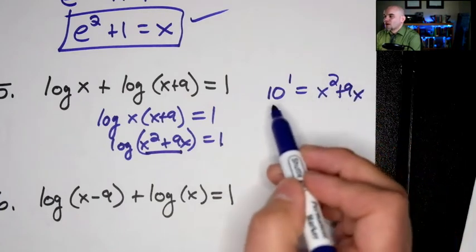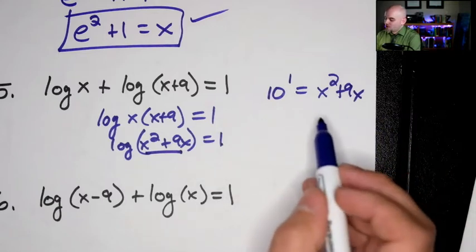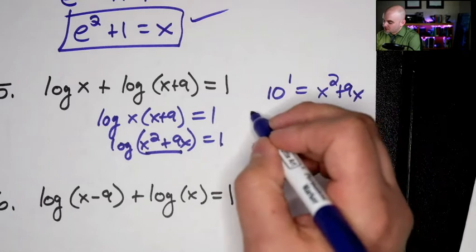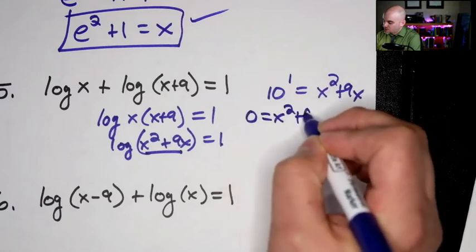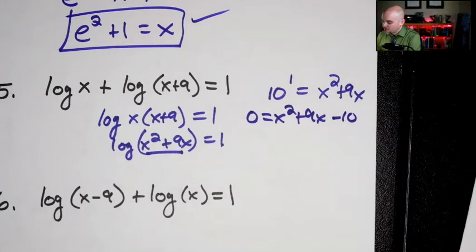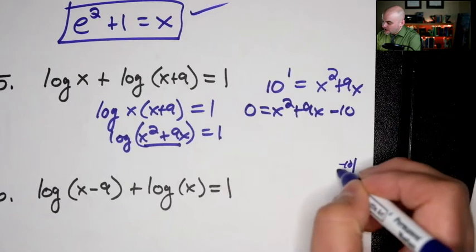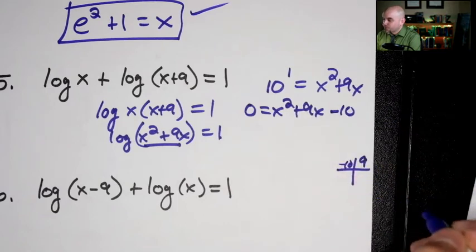It is a quadratic, so I'm going to move everything over to that side right there and then solve by factoring. So I get 0 equals x squared plus 9x minus 10 because I subtract 10 from both sides. And I want factors of negative 10 that add up to the middle term 9.